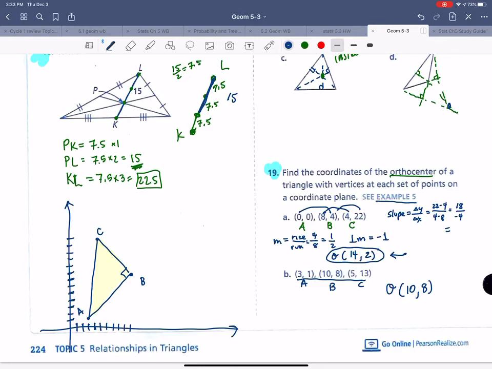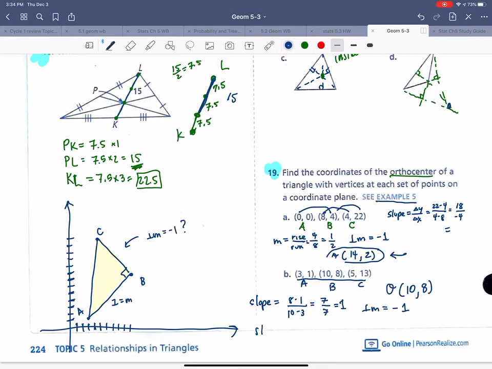So my first slope: change of y, so 8 minus 1, over change of x, 10 minus 3. So I get 7 over 7. So the slope is 1. So the perpendicular slope would be the negative reciprocal, right? So I get -1. So let's try that out. This has a slope of 1. Now I'm trying to figure out, does this have a perpendicular slope of -1?